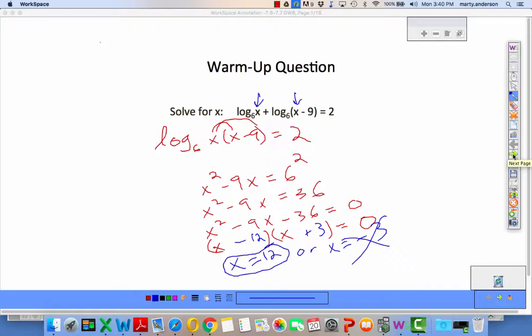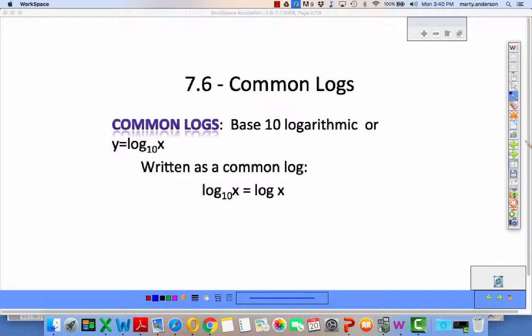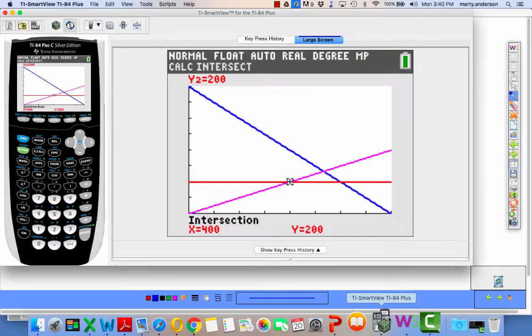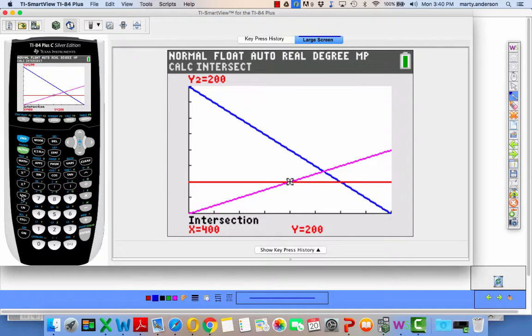Little reminder from chapter 7.5. Today we're going to do common logs. Common logs are base 10. The base will always be 10. This is the one that is on your calculator. You can see it on the calculator. If I call up the calculator, the log that is right here is going to be the log base 10, the one on the front of the calculator. So we'll learn some stuff to do with that here today.